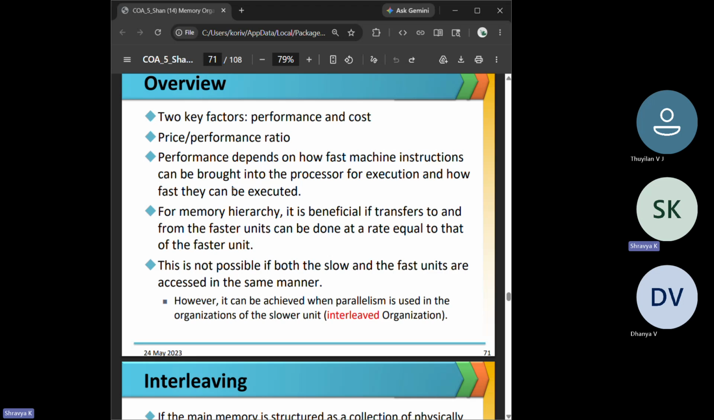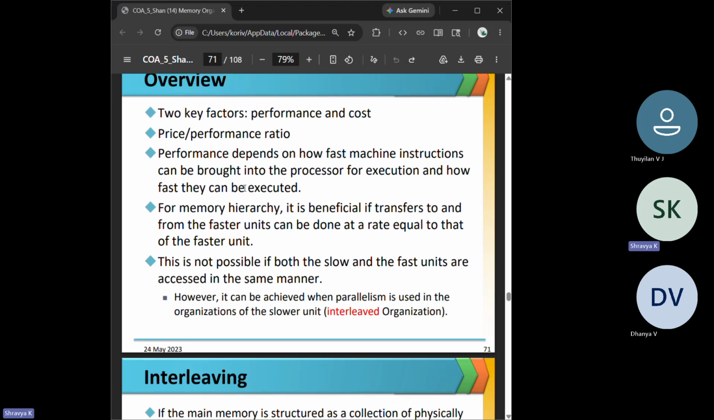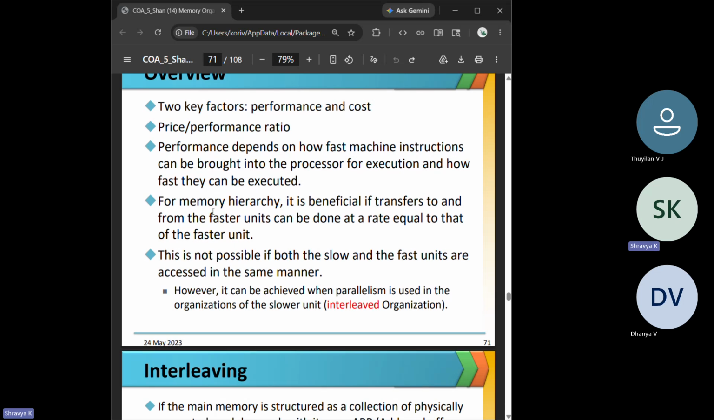If you can bring the instructions from the memory to the processor faster, that means the performance is increasing, but the price also increases, right? So that is the problem. And for memory hierarchy, it is beneficial if transfers to and from the faster units can be done at a rate equal to that of the faster unit, right? So the rate of the transfers needs to be equal to the rate of the faster unit, right?